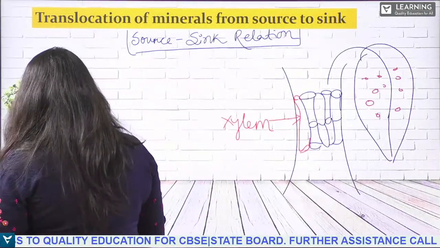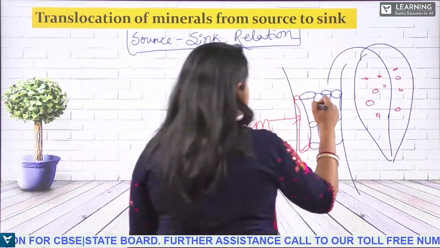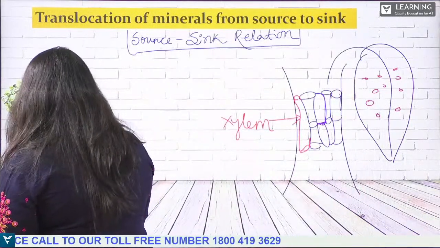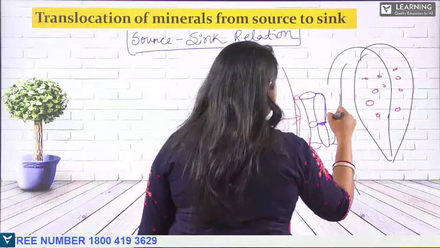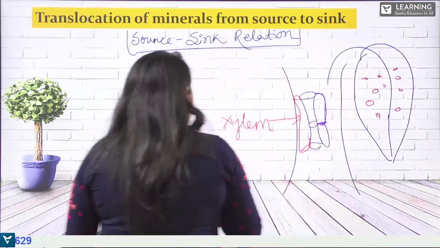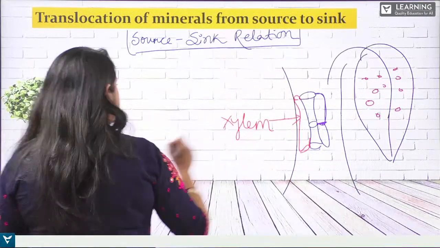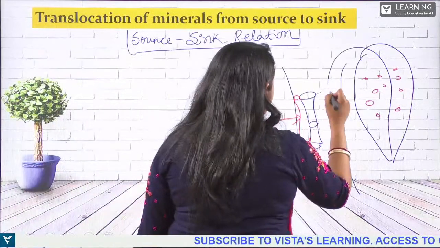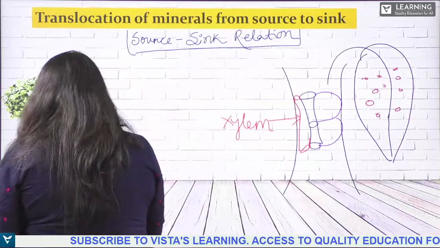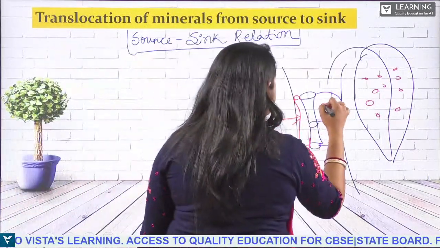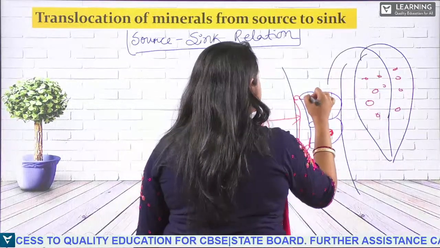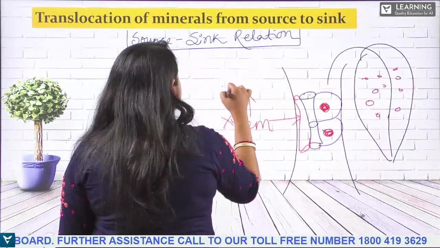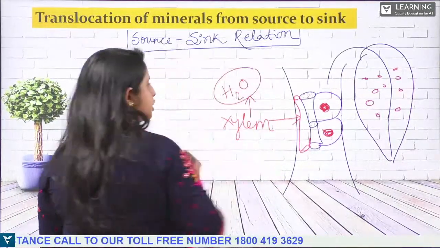So let me draw it with a different color. Let's draw one only. Let me remove this part. Now, let me make the companion cells bigger. These are the companion cells. Companion cells have a nucleus, and here the sieve tubes are present. Now, what is present in the xylem? In the xylem, water is present.